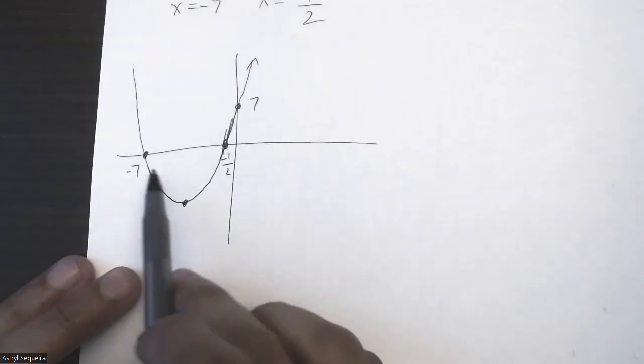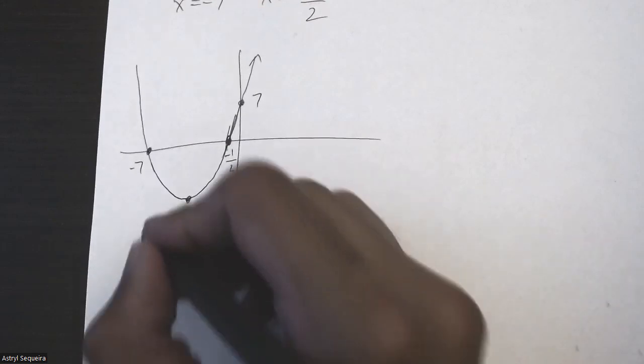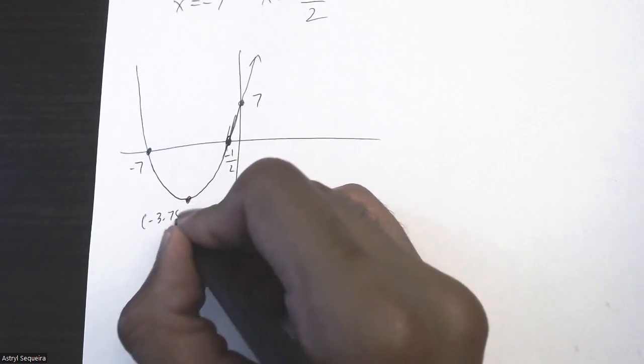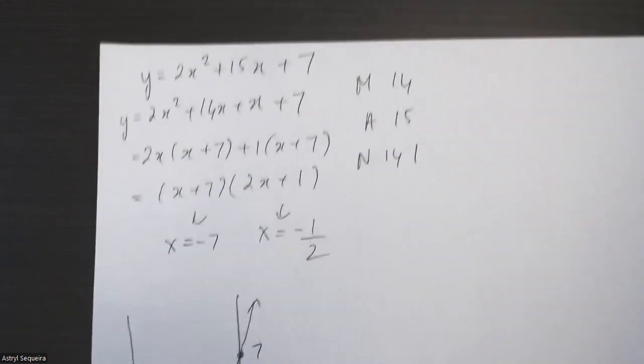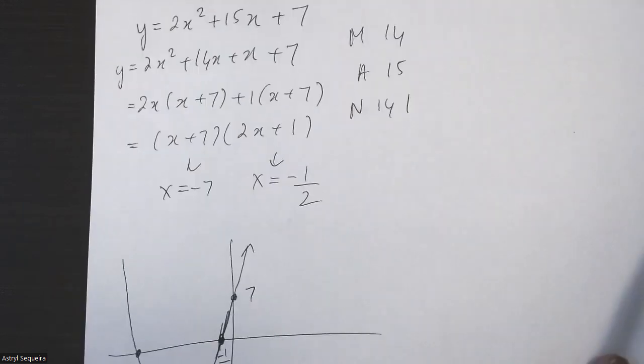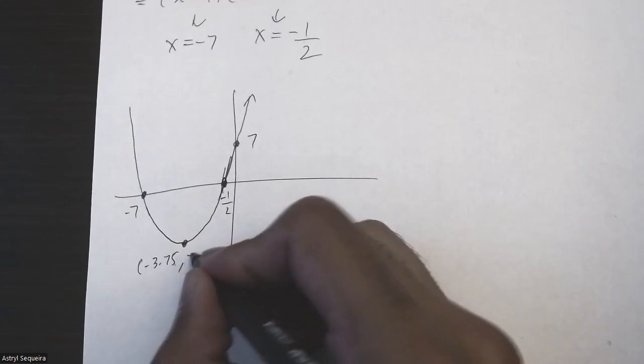Find the vertex, so I'll do the midpoint of these two. So negative 7 plus negative half divided by 2 is just negative 3.75, and then the y value, I'm going to sub in negative 3.75 back into the original equation over there. And I get negative 21.125.